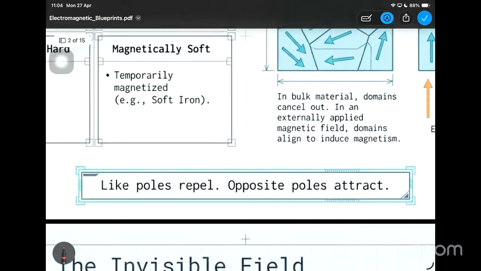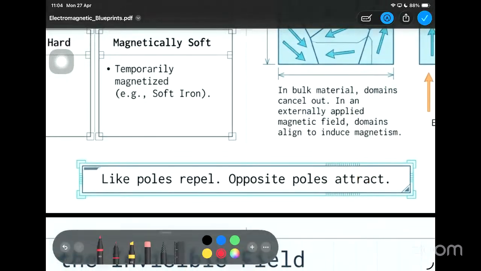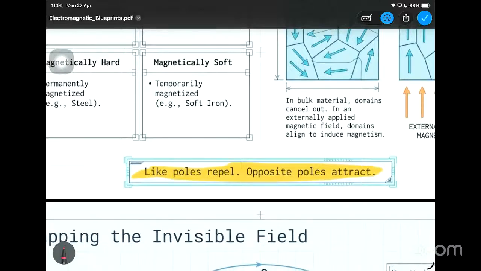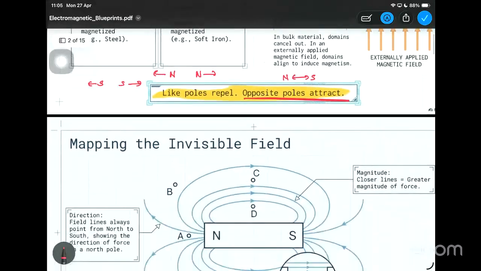And here, like poles repel and the opposite ones attract, right? So remember that. We are dealing with North Pole and South Pole here. When it comes to like poles, North Pole with a North Pole will be repelling each other, and South Pole and South Pole will be repelling each other, but the opposite poles, North Pole and South Pole, will be attracted to each other, right?